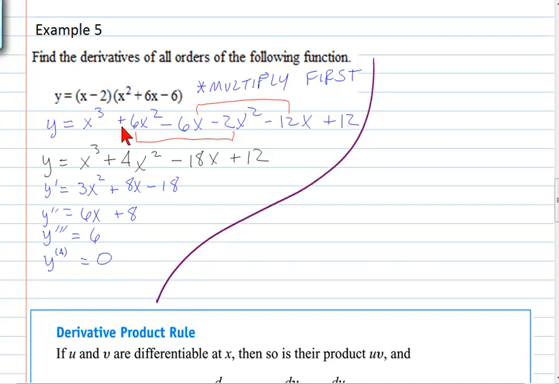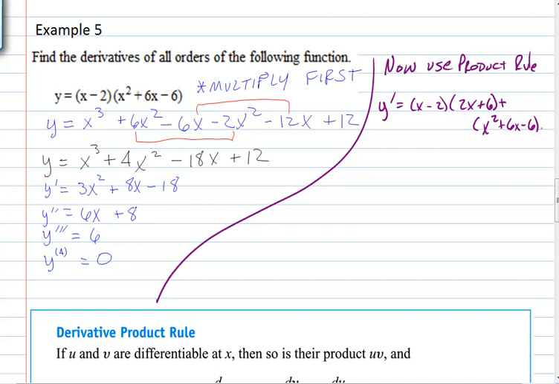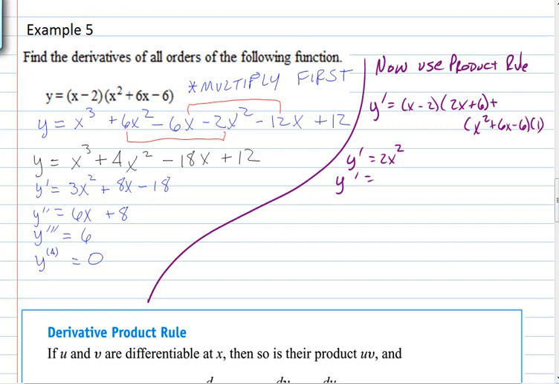Let's try the derivative now using the product rule. Using the product rule, we get y prime is equal to the first times the derivative of the second plus the second times the derivative of the first. I could FOIL this out, and that would give me 2x squared. First outside gives me plus 6x, minus 4x is plus 2x. Last gives me minus 12, plus x squared plus 6x minus 6.